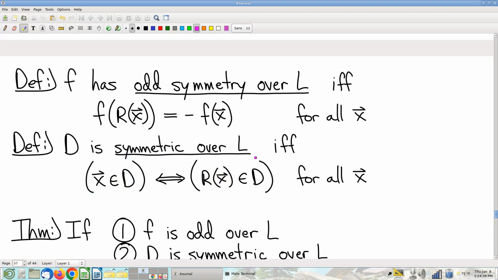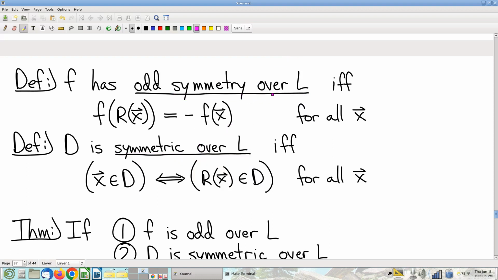Okay. Do notice that both of these kinds of symmetries refer to a line. Right? You have to indicate what line you are talking about. You can't just say a function has odd symmetry anymore. Odd symmetry over what line? What's the reflection that you're plugging in to give that odd symmetry? So you have to specify the line.